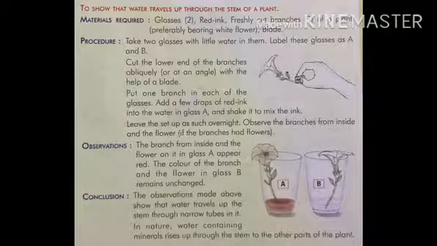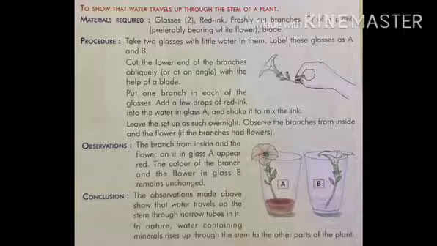Now, with the help of activity number 5 in your book, page number 97, we will show that water travels up through the stem of a plant. Material required: glasses, red ink, freshly cut branches of a plant, and a blade. Procedure: take two glasses with a little water in them. Label the glasses A and B. Cut the lower end of the branches obliquely, meaning slightly tilted or at an angle, with the help of a blade. Put one branch in each of the glasses.